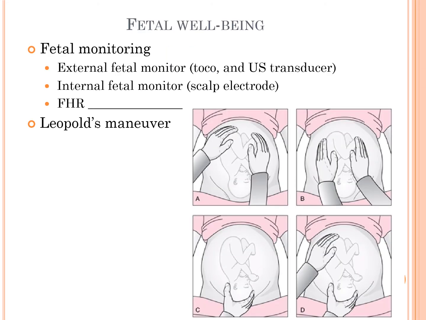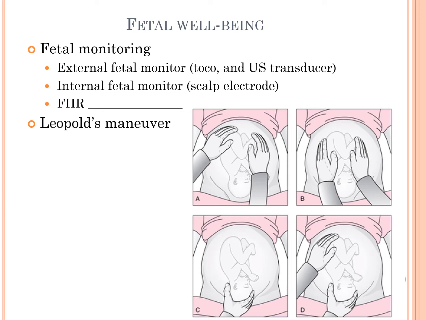So fetal monitoring, we're going to see how baby is doing. We're going to do 2 types of monitors potentially. External fetal monitor, which is a TOCO and an ultrasound transducer. Your TOCO is what measures your contractions and goes at the top of the tummy at the fundus. And your ultrasound transducer goes over the baby's back.